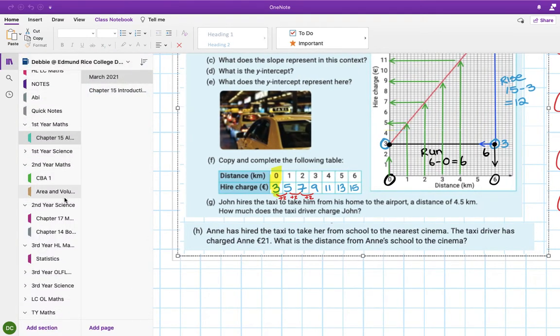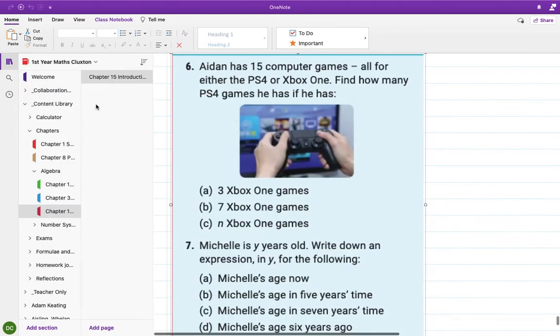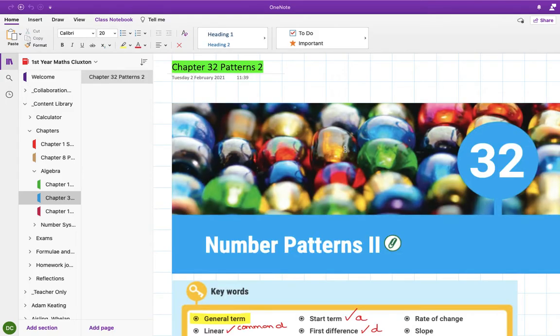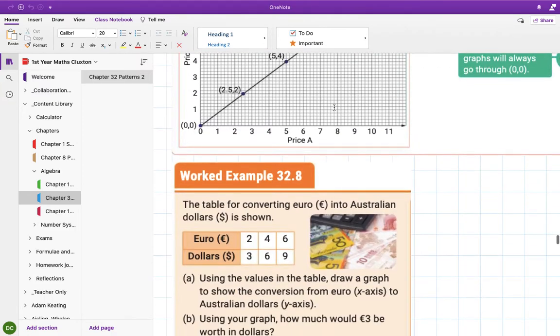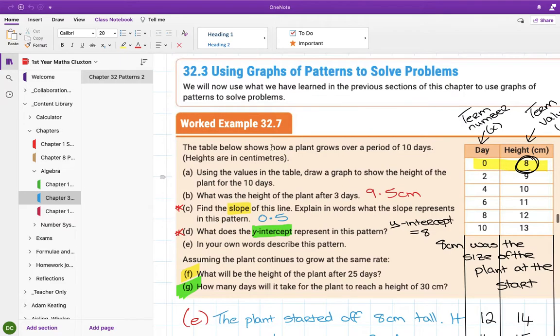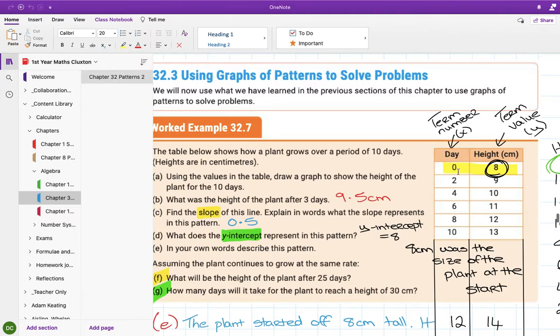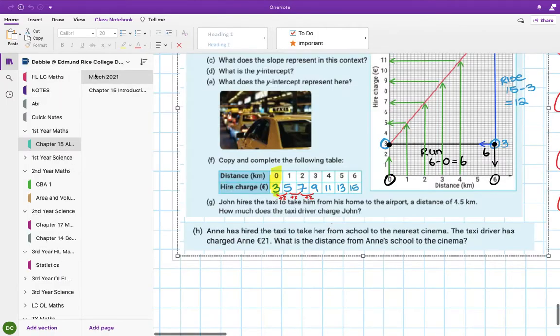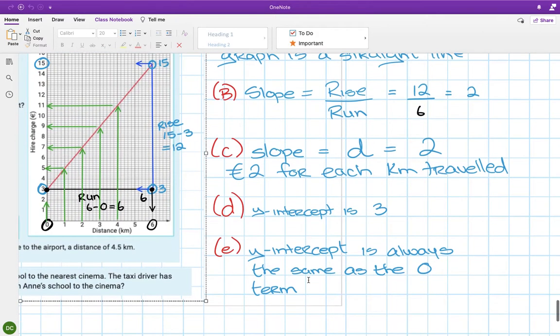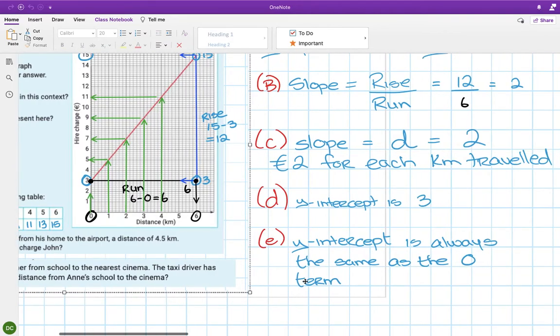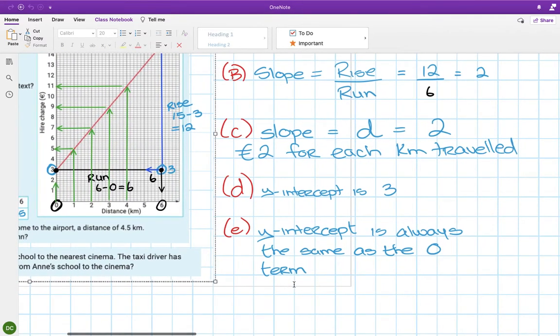Do you remember we did, hang on, I definitely did an example. This one here, okay? What does the y-intercept represent? Look, the y-intercept was 8, and look, the 0 term was 8. So that very first term, the 0 term, the starting term, is always the y-intercept. So what does that 3 mean? Essentially, this taxi driver is going to charge you that €3 when you've travelled no distance.